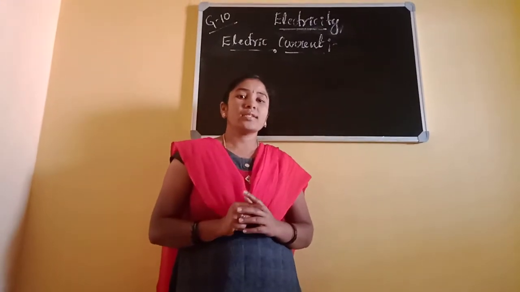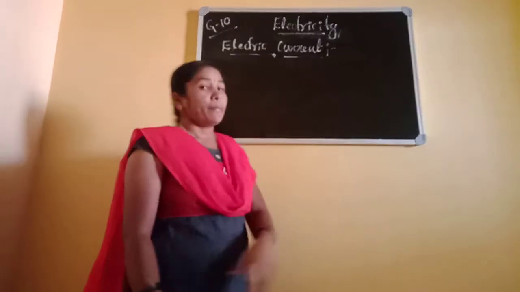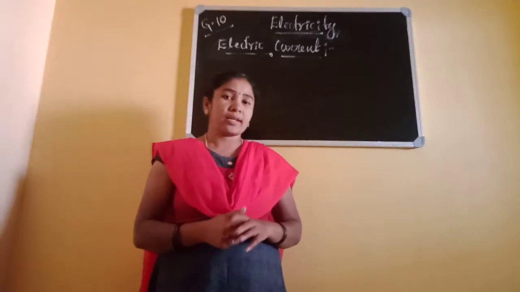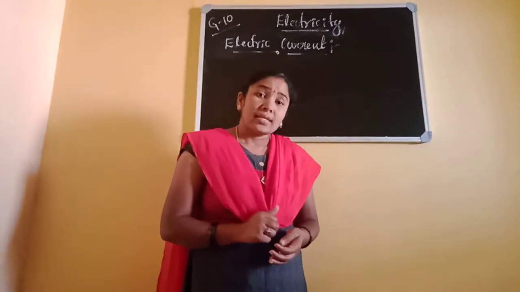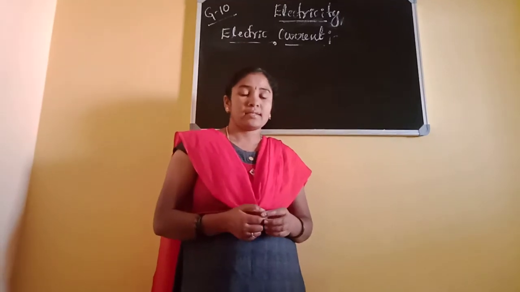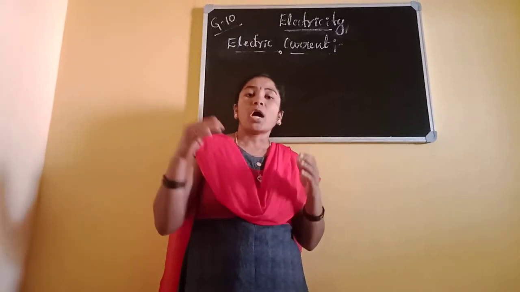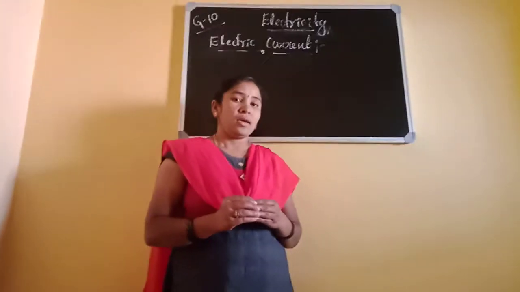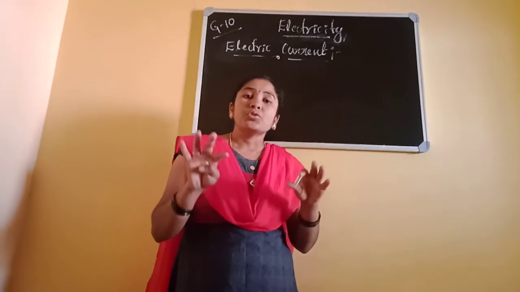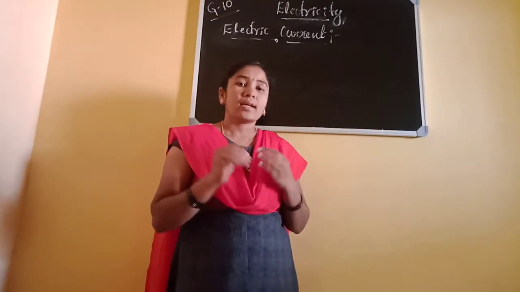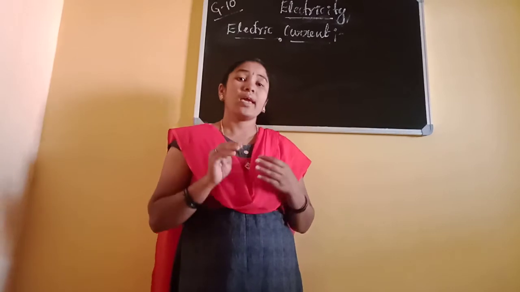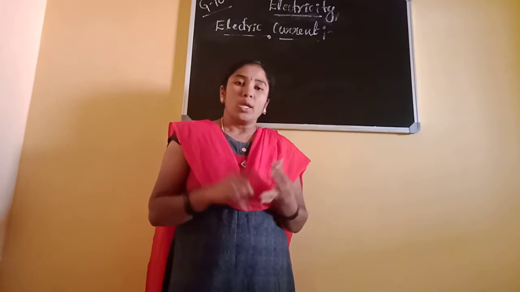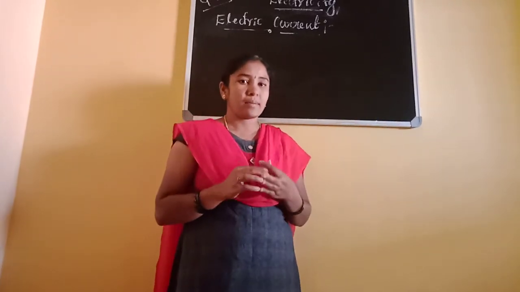First of all, dear students, you have to see the meaning of electric current. Let's see now what is meant by electric current. Dear students, what are the conductors? The material which allows the electricity, those materials are called conductors. And the material which does not allow the electricity, those are called insulators. What are the examples for conductors? Copper, aluminium, iron. These are the examples for conductors.